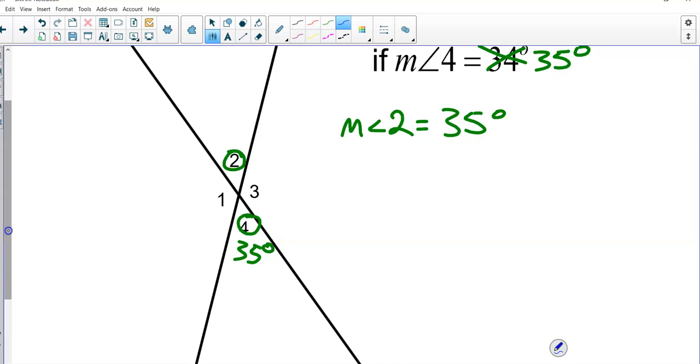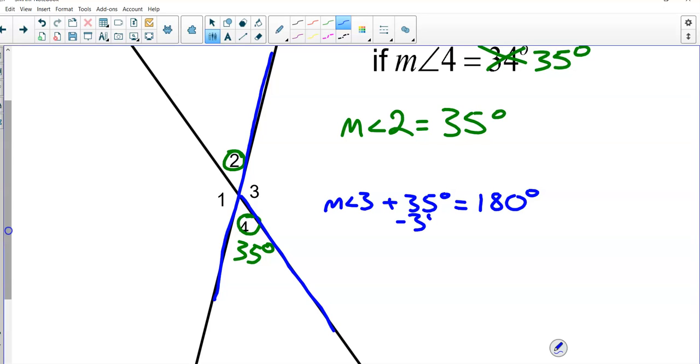Well, I notice that angles 3 and 4 form a linear pair. If they're a linear pair, then they're supplementary, so they add up to 180 degrees. So I know the measure of angle 3 plus 35 degrees equals 180 degrees. To find the measure of angle 3, all I need to do is subtract 35 degrees from the other side.